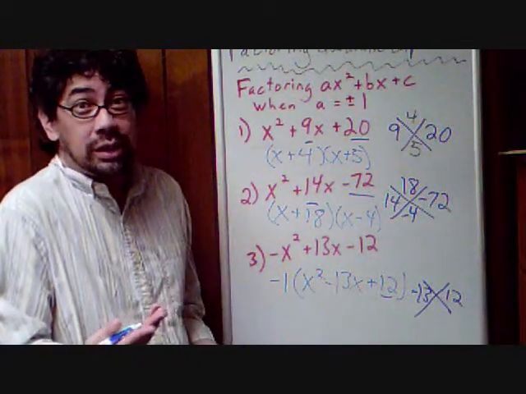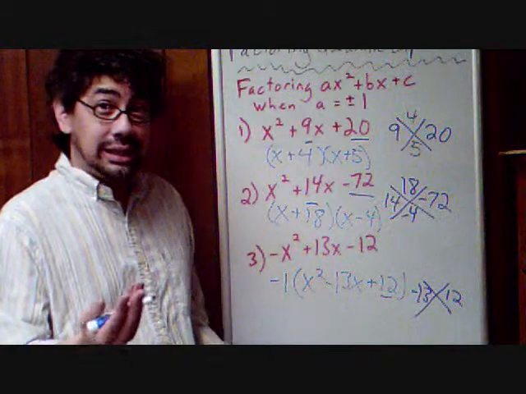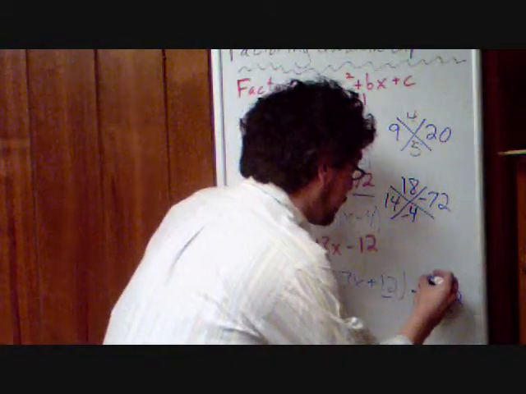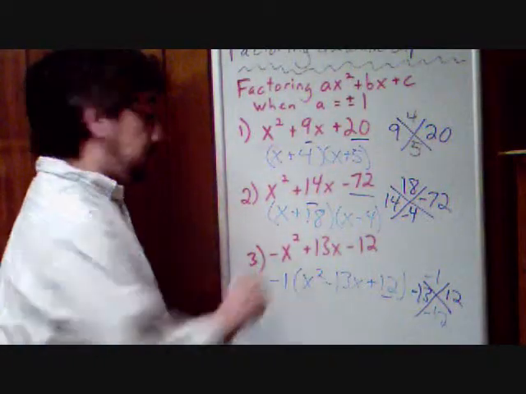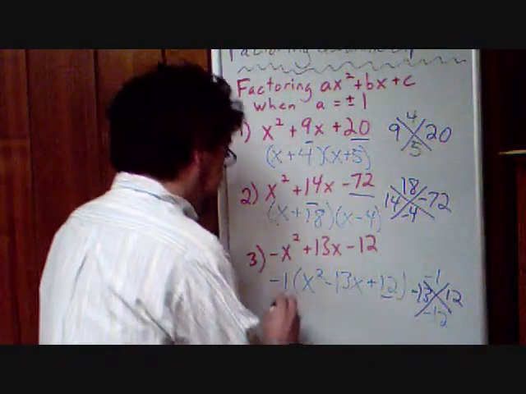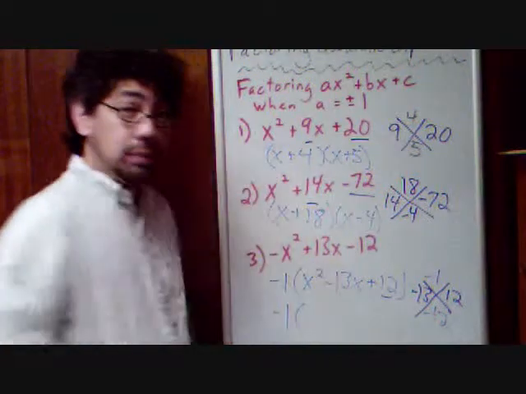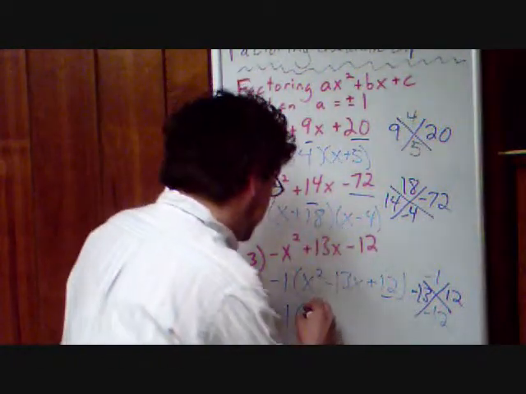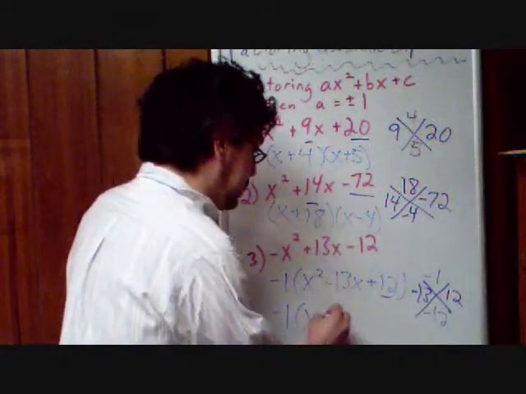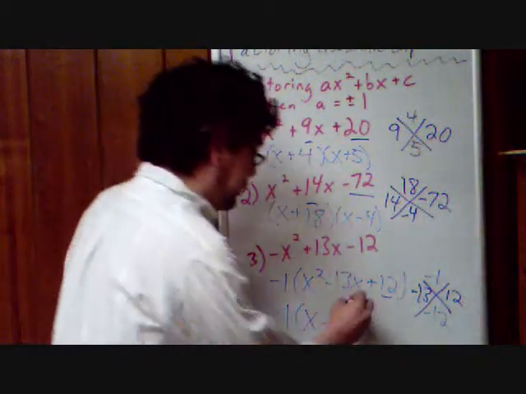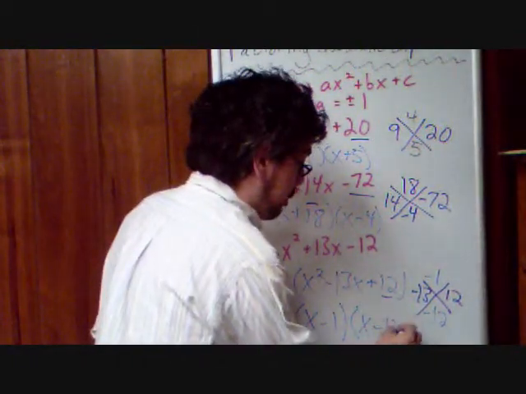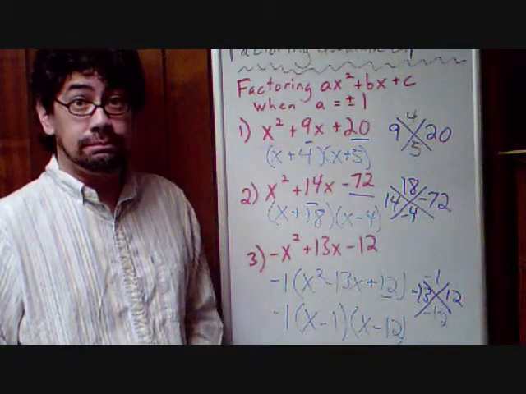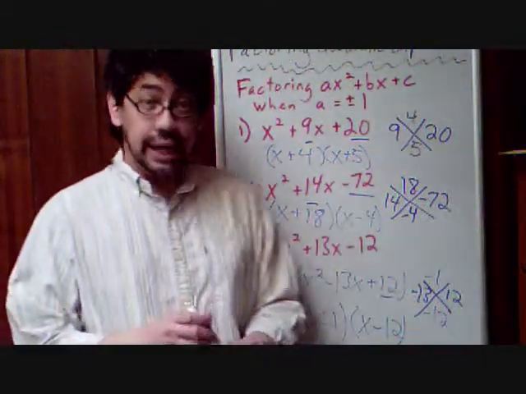A lot of times we forget about the 1. But it's the easiest numbers to come up with. So it's negative 1 and negative 12. So now I can factor my expression here. I do need to keep on putting that negative 1. So it's x minus 1 and x minus 12. And that's all there is to that.